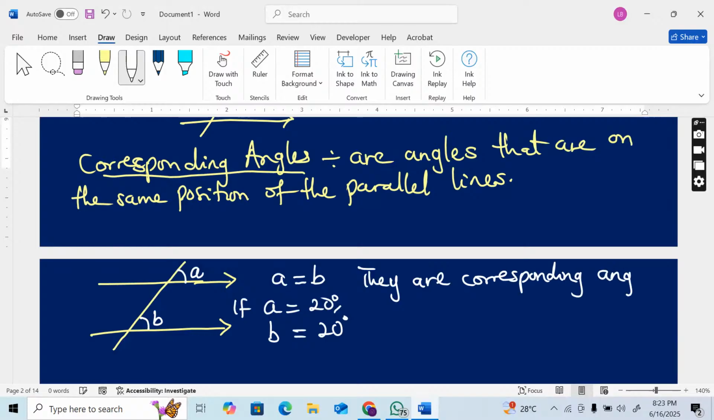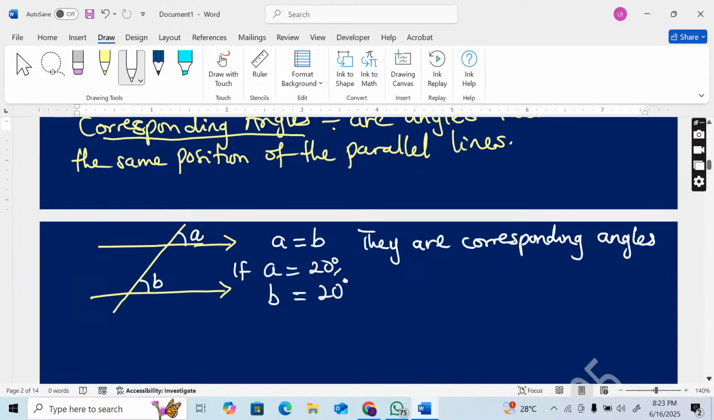How can you identify corresponding angles? You look at the two parallel lines. Look at the position of the angles on the parallel lines. On the first parallel line, you have the angle on top of the line on the right side. Now on the second parallel line, the angle that is corresponding must be at the same position.